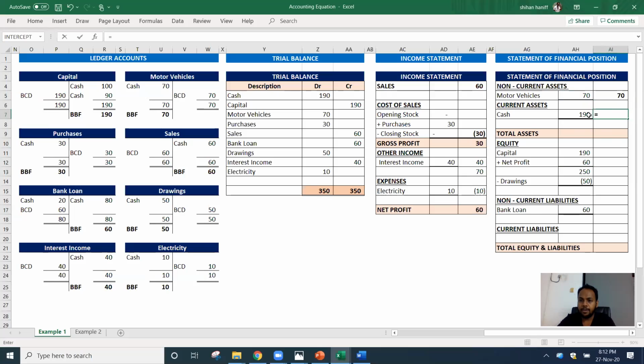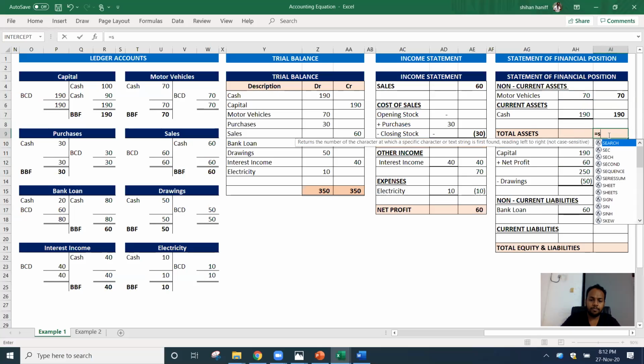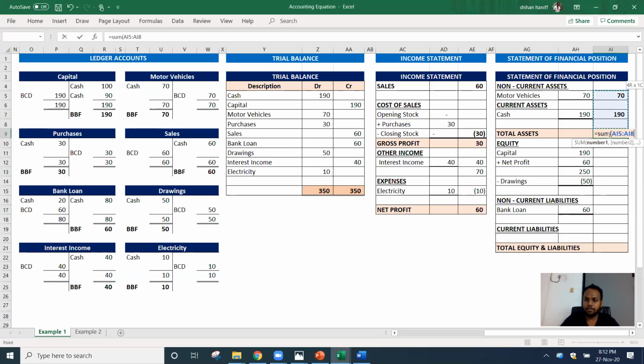Then total assets 260. Total equity plus liabilities will be 260. Right. So this is the process of accounting, right?